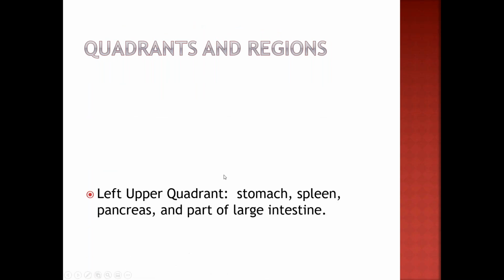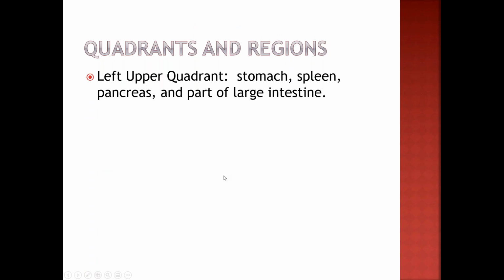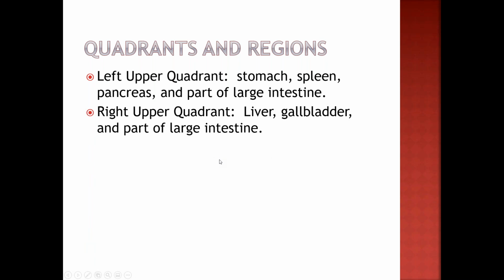So our quadrants and our regions, remember we are broken up into 4 different quadrants. Our left upper quadrant, and again, this is going to be referring to the patient's left and right, not your left and right if you're assessing them face to face. So that left upper quadrant is going to contain the stomach, the spleen, the pancreas, and then also part of the large intestine. So the large intestine, this is actually going to encapsulate all the quadrants within that abdominal cavity. A right upper quadrant, liver, gallbladder, and then part of our large intestine.